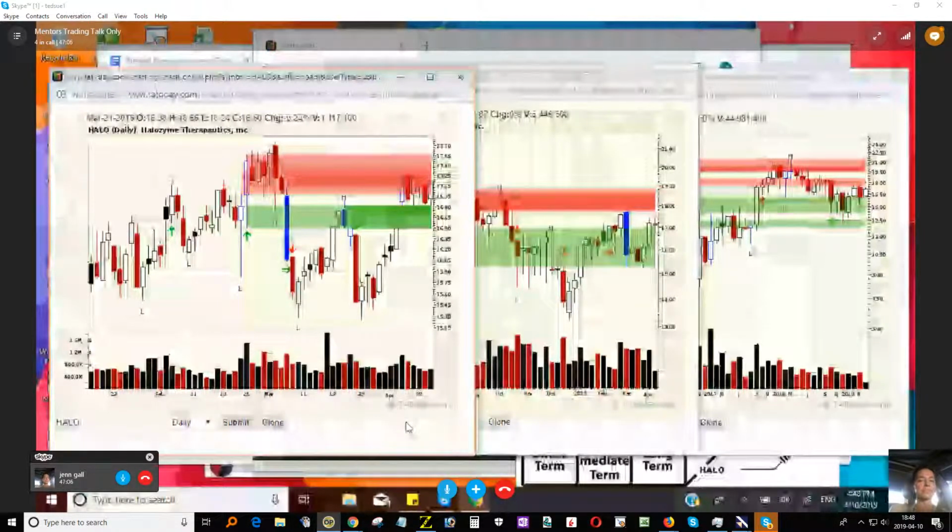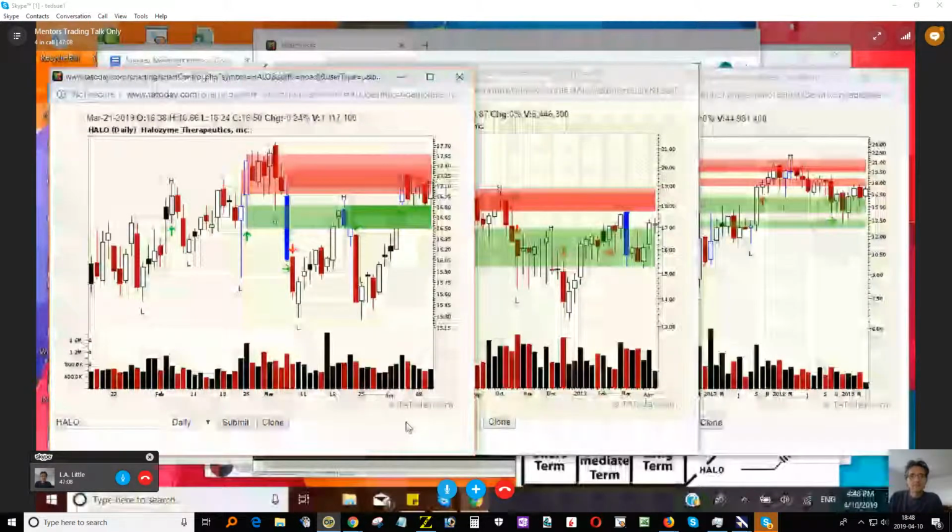And are they both the same biotech type? No, AFA's a pot stock, and Halo is, I don't know, some kind of blood therapy or something. Yeah, it looks like blood something.